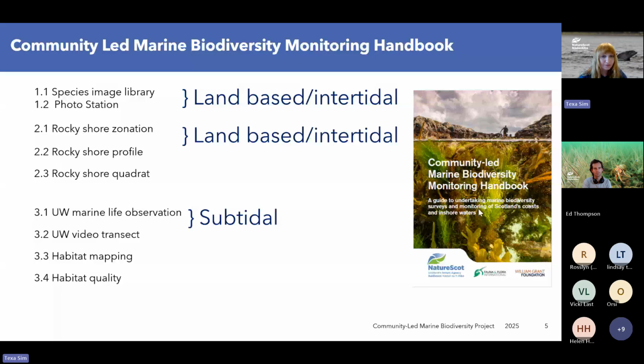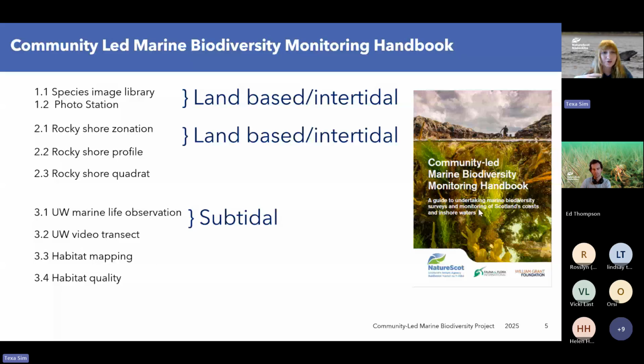So that's a really quick run through of the handbook, which loads of you will be really familiar with anyway. So hopefully that's not too shocking and new news. Oh, yeah, here we go. Subtidal and intertidal for the last two as well.